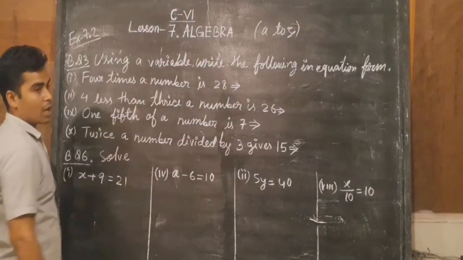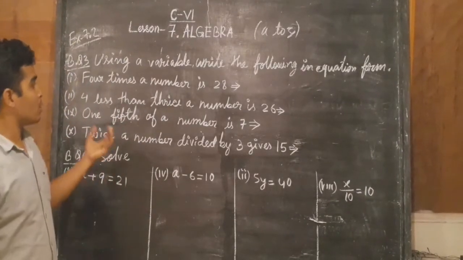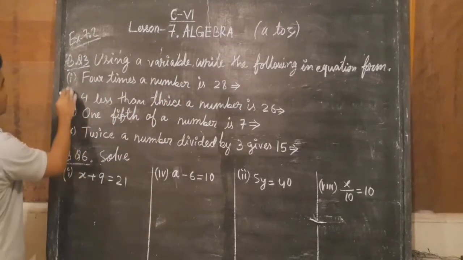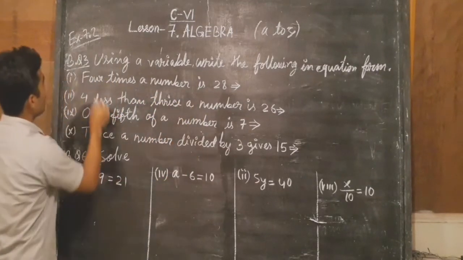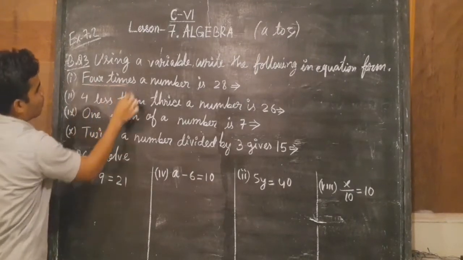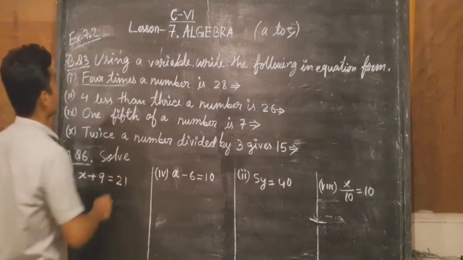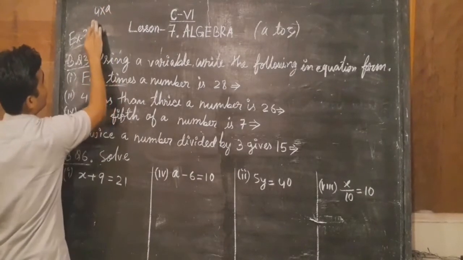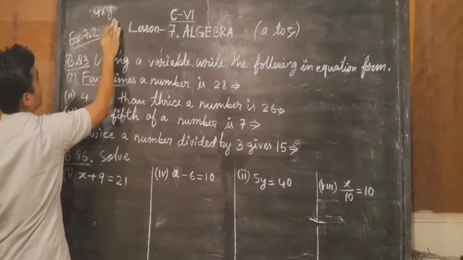So here is a statement. By reading this statement, we have to understand what equation will form from this statement. Let us read the first question. 4 times a number is 28. 4 times I can understand. 4 times means we have 4 times of anything, multiplied by 4. 4 times a we write like this, 4 into a. 4 times y, we write 4y like this.